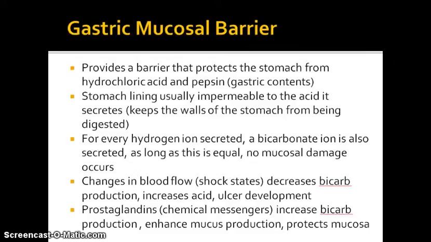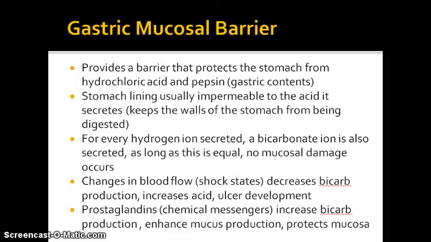Alright, so next we're going to talk about the mucosal layer of the gastric contents, or your stomach in particular. Its job is to give us some protection from all the acid, the hydrochloric acid and pepsin, that are in our gastric contents. Our lining is usually impermeable to acid because we have this mucosal barrier. If we have too much acid or hydrogen ions secreted and not enough balance with bicarb, then the mucosa is going to get in trouble.